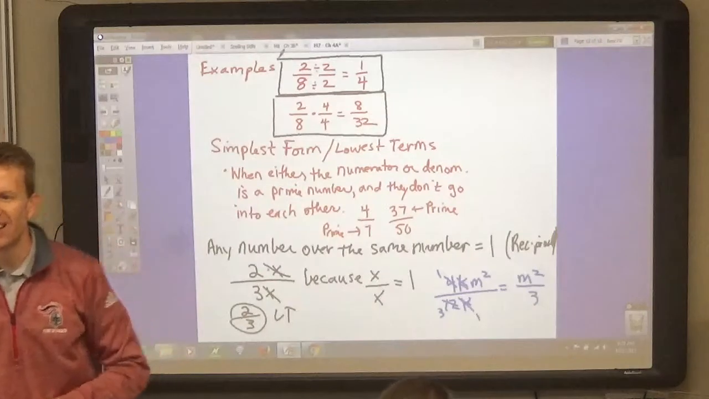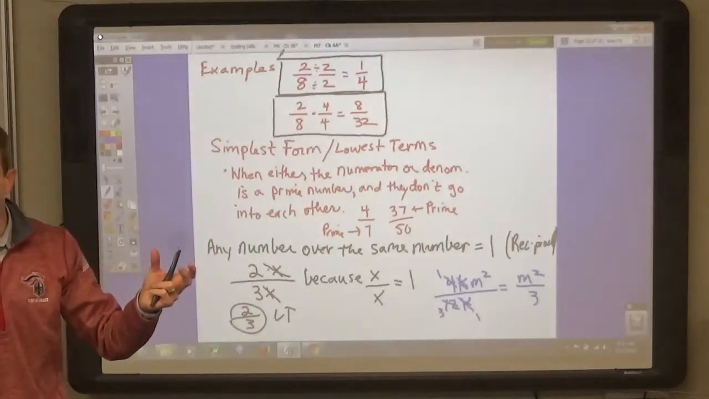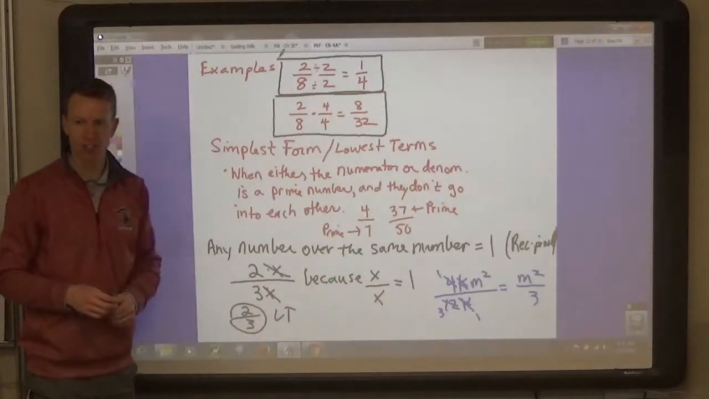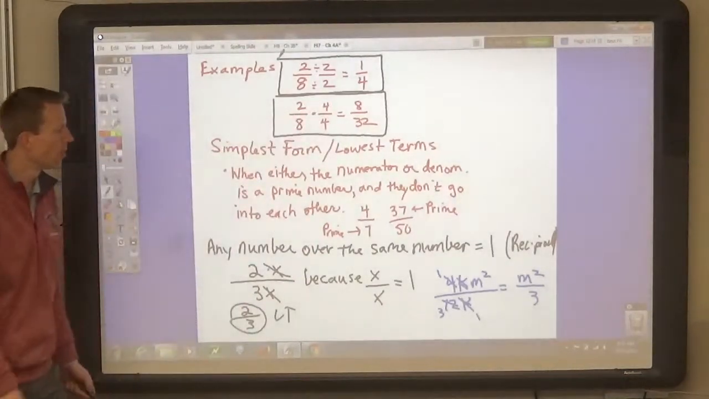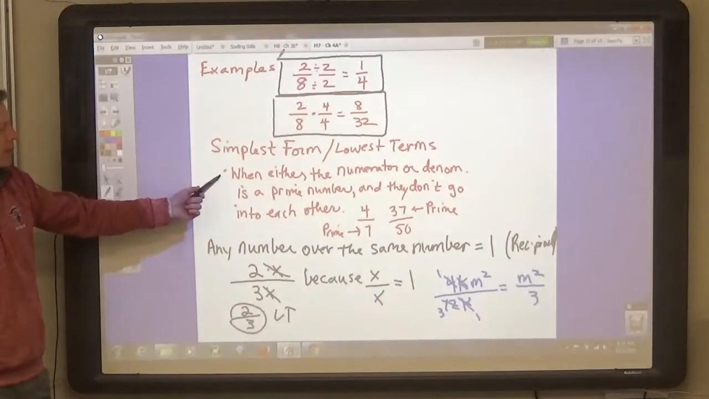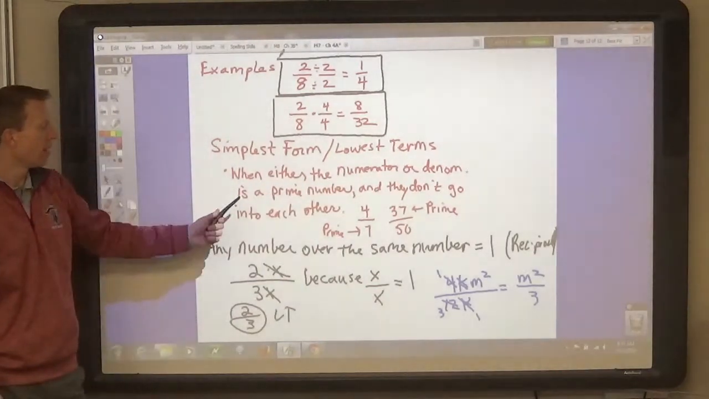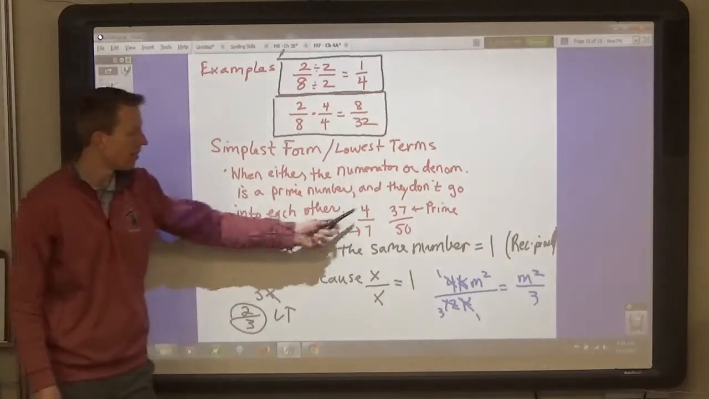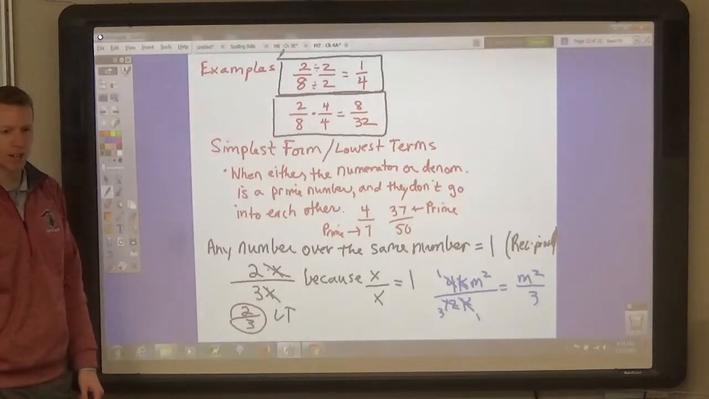What? Exactly. No other numbers can go into both 1 and 4. Okay, they don't have any more common factors. And so this is simplest form. Okay? You'll know if it's simplest form when the numerator and the denominator are, if one is prime and it doesn't go into the other, or if they don't have any other common factors.